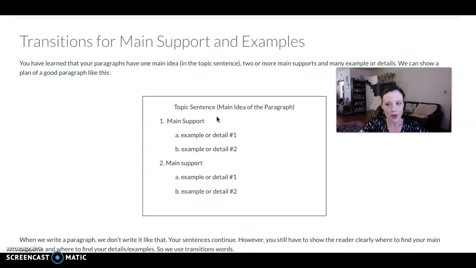Okay, so you've learned that your paragraphs always have one main idea, the topic sentence, right? Then they need to have 2 or 3, usually, main supports. And then many examples or details. If we put it together to show our plan, we might write our topic sentence at the top, the main idea. We might put our 2 main supports, and then our details for each support.